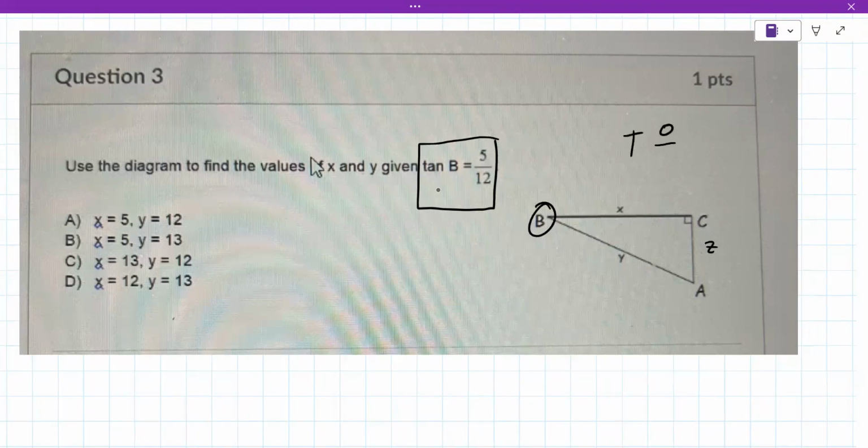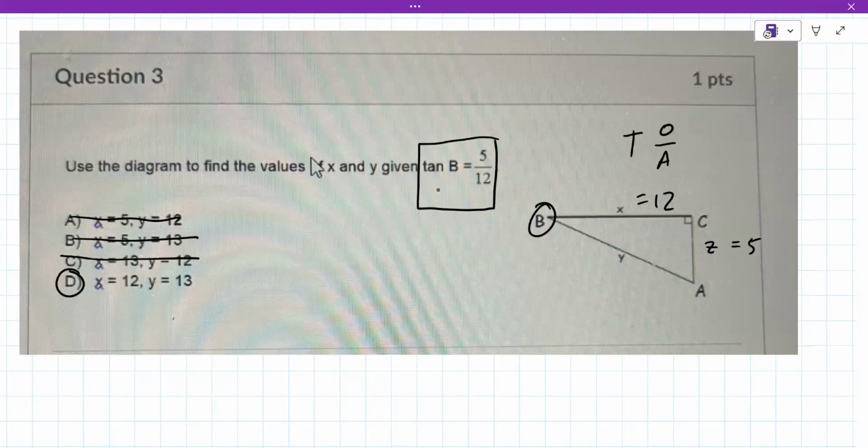And tangent is the TOA, as a reminder. Okay, so Z is 5 and X is 12. That's right. So if you're using the strategy of removing answers, any answer that doesn't have x equals 12 is out. So therefore it must be D. Let's talk about why, though, it actually is.